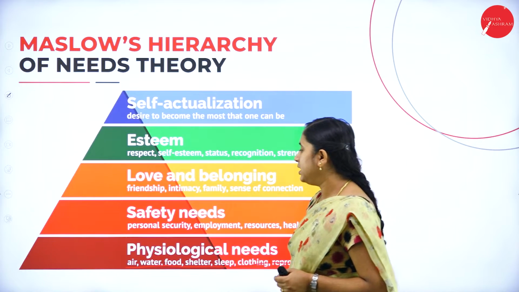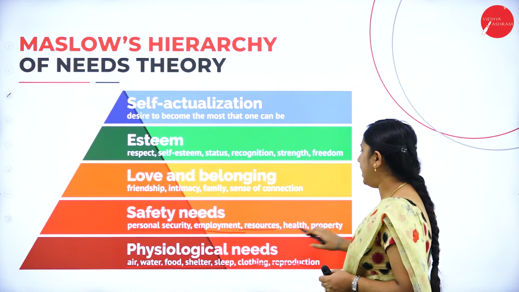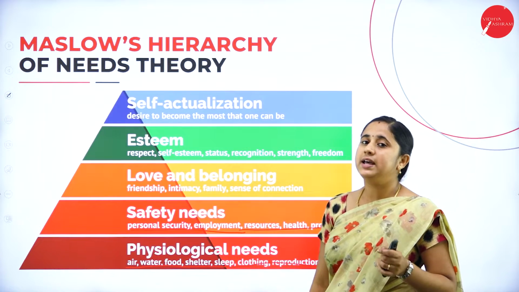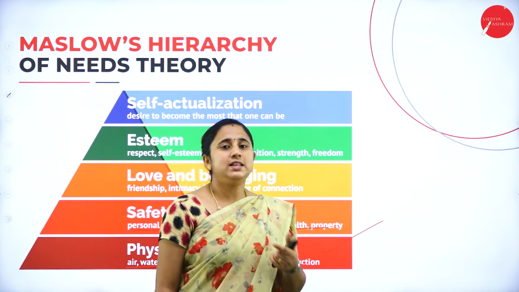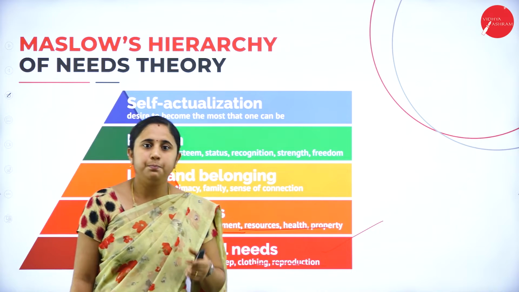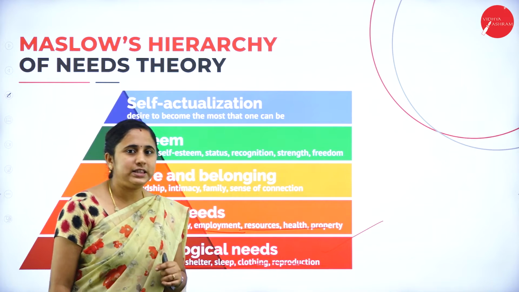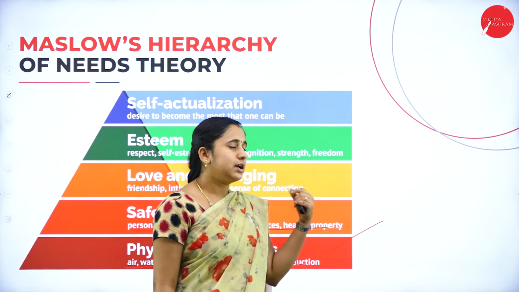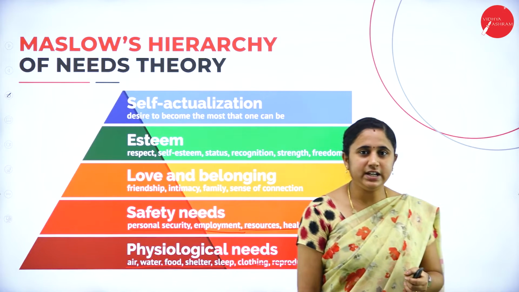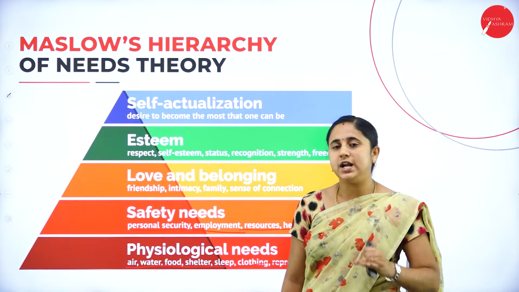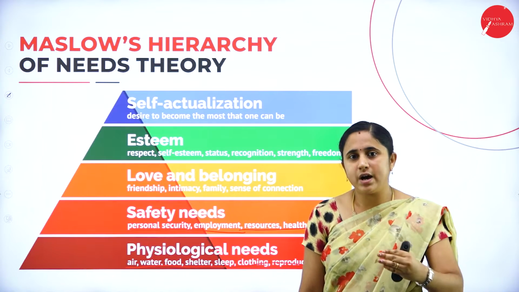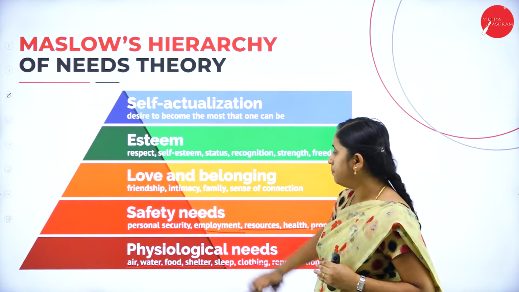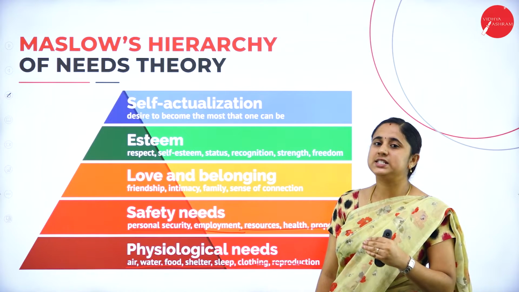So under safety need, personal security, employment, resources and health. Then they seek job security, personal security, then health security. So all this comes after the physiological needs. When you have food, shelter, clothing, sleep, then you will move forward and you will work effectively in order to accomplish this goal. So that is safety needs.